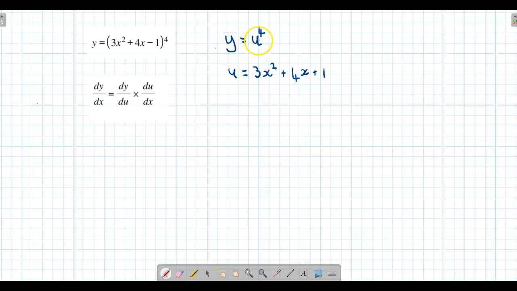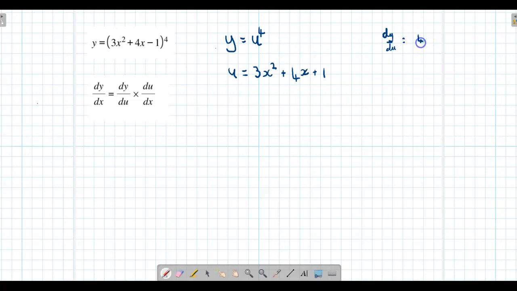Now, having decided what u is and writing out u like that, we now find dy by du, so we're going to differentiate this, and then du by dx, we're going to differentiate this, and then we're going to times them together, and the du's will cancel out. So dy by du, that's quite a simple one to differentiate.